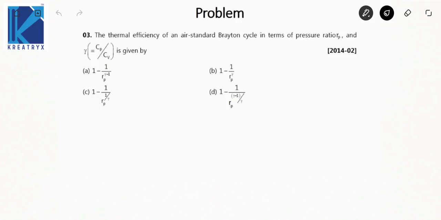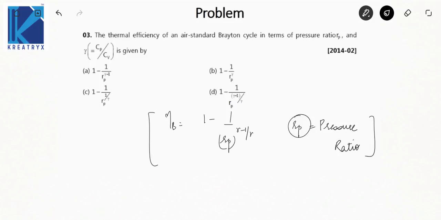The thermal efficiency of an air standard Brayton cycle in terms of pressure ratio RP and gamma is given by a direct formula. You have learned the thermal efficiency of the air standard Brayton cycle is 1 minus 1 upon RP raised to the power gamma minus 1 upon gamma, where RP is the pressure ratio. Direct formula based question. Next question.